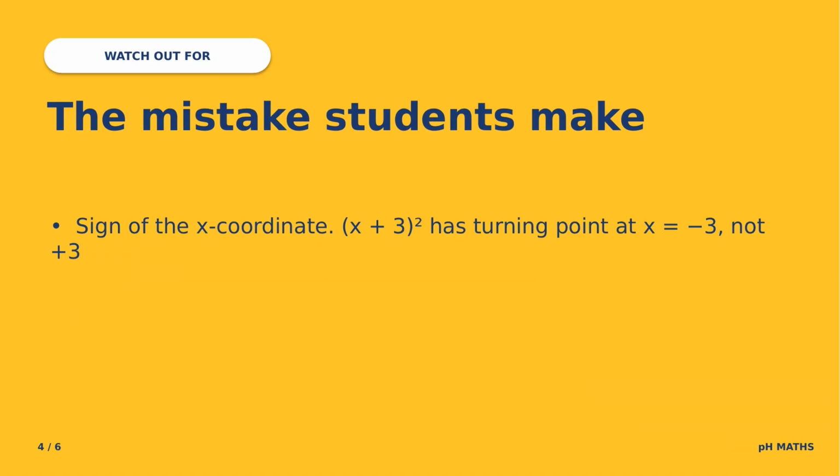Common slip. The sign of the x-coordinate. (x plus 3) all squared has turning point at x equals minus 3, not plus 3. The bracket reaches its minimum when x plus 3 equals 0, which is at x equals minus 3. So always flip the sign.